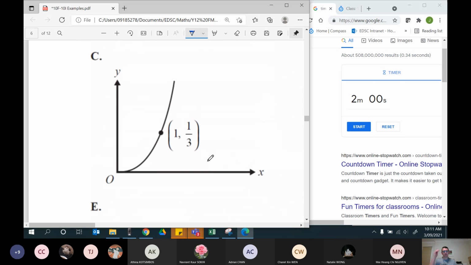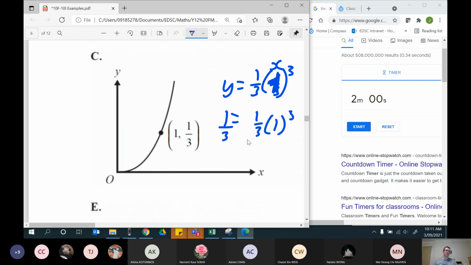And then this one? It'll be 1/3 equals 1/3 x to the power of 3. Do you reckon that's going to be right? Wait, isn't it 1 to the power of 3? Oh, yeah, you're right. Thanks. That will be it, I reckon. 1/3 times 1 to the power of 3. Look, I nearly made a mistake, I was leading you astray there, Chanel. Yeah, that's going to equal a third. Hey, that's it. Well done.